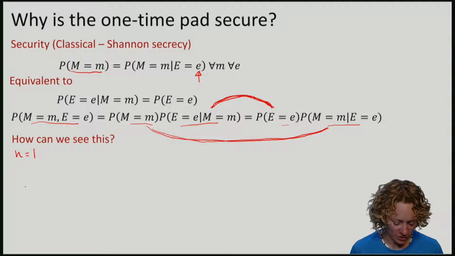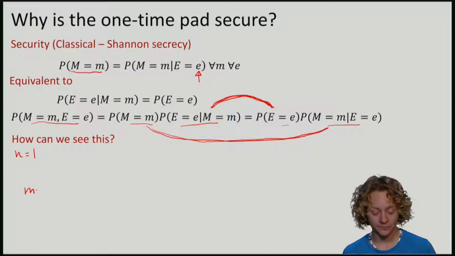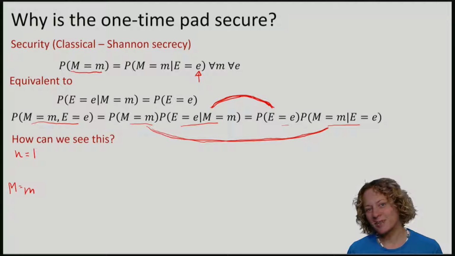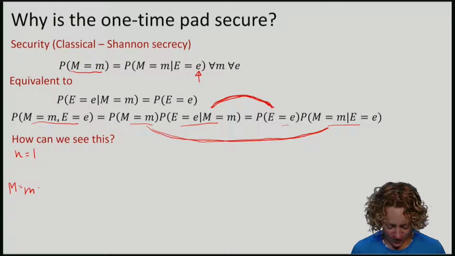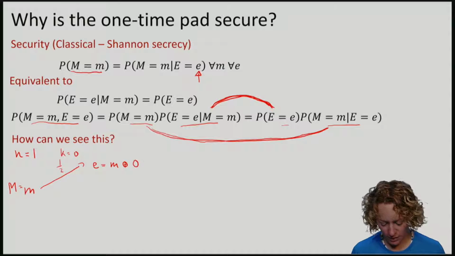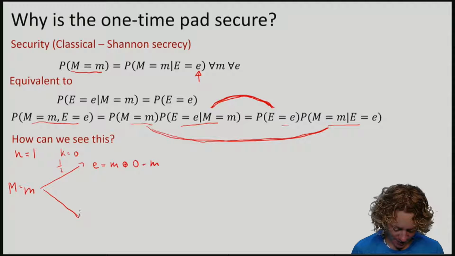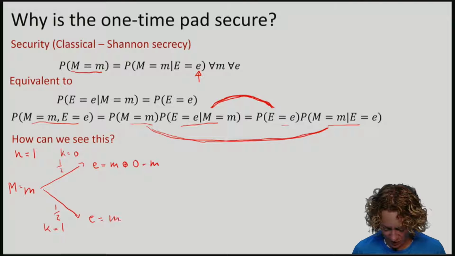If you think about a message bit, M, having a certain value, with probability half, the key bit that I'm going to add to the message, and I'll omit the index here because n is 1, is 0, and we will compute the encrypted bit M XOR 0, which is M. With probability half, the key bit will be 1. And in this case, the encrypted bit will be the message bit flipped.